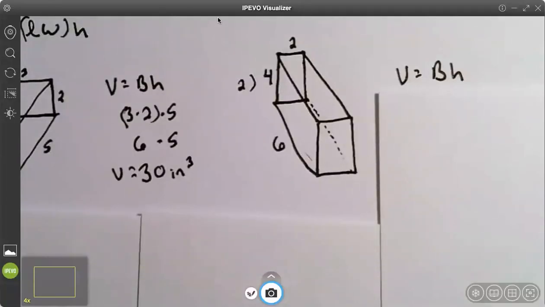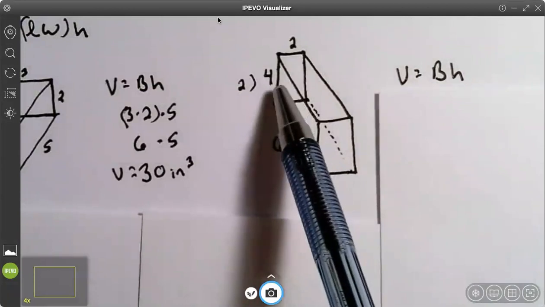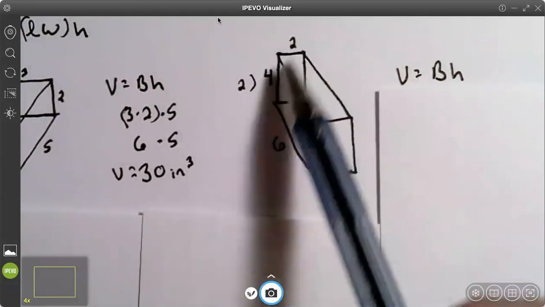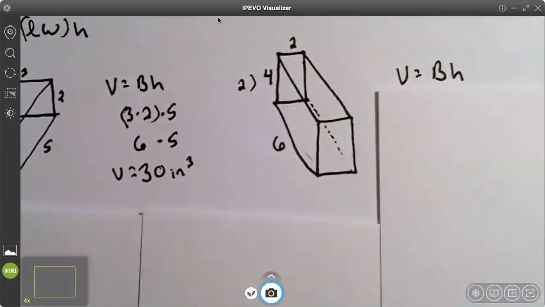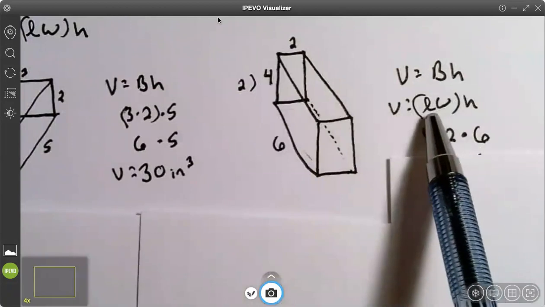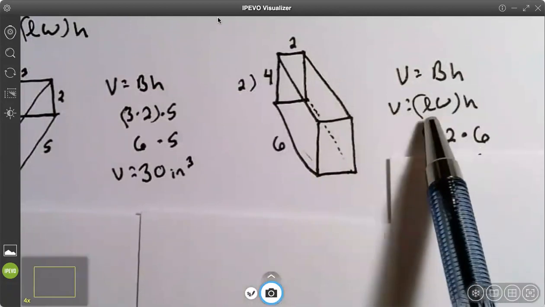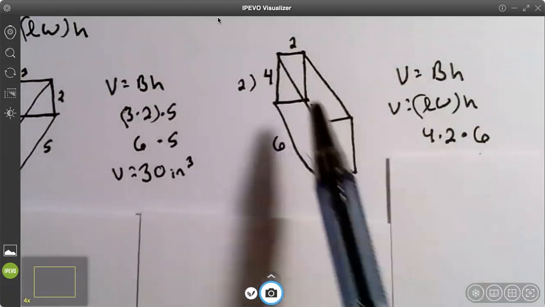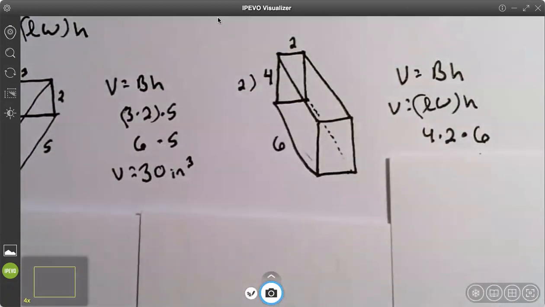Let's look at another example. Here's another rectangular prism. I have two rectangular bases. The length and width of my rectangular base is 2 and 4. Big B is going to be length times width. That's how I get the area of a rectangle. My length and width are 2 and 4, so I plug those in. 4 times 2 is 8. So the area of my base is 8.